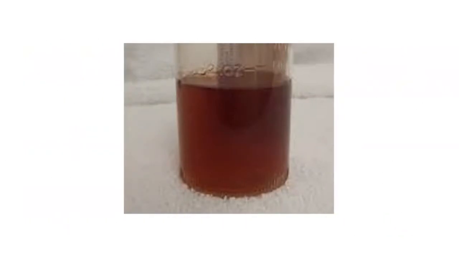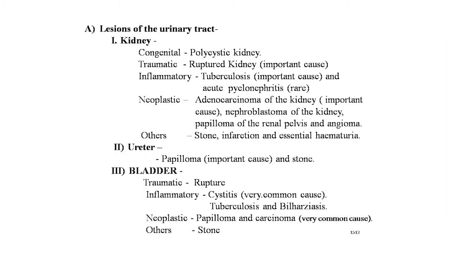Dear students, here is the image on your screen. You can see the haematuria, the blood is collected in the bottle. You can see how it looks like. Now, the first cause is the lesion of the urinary tract.